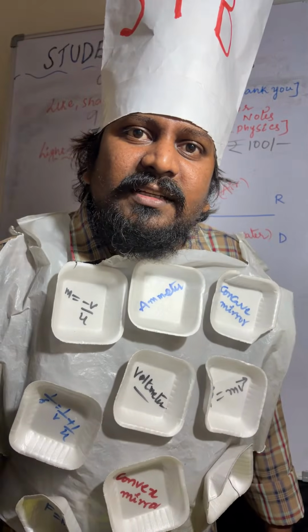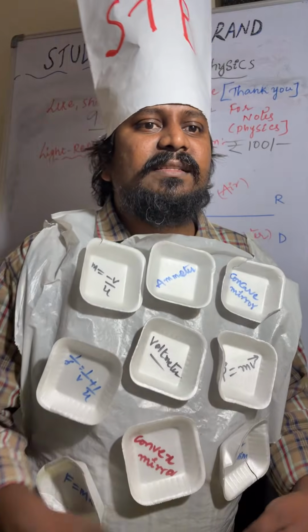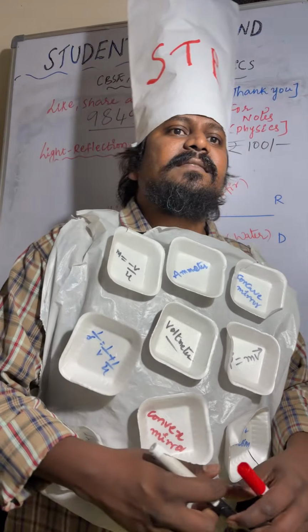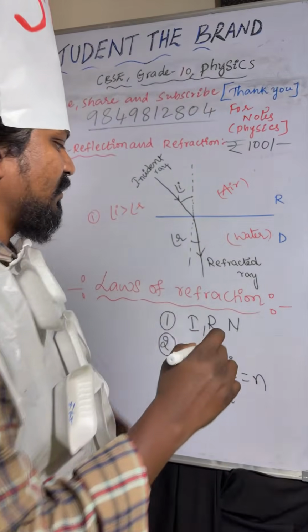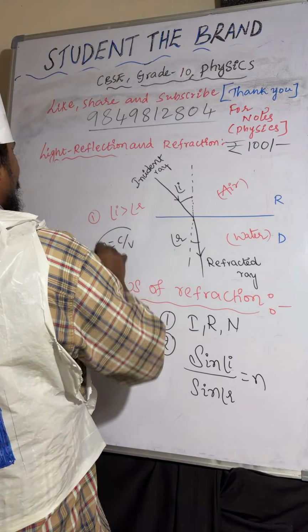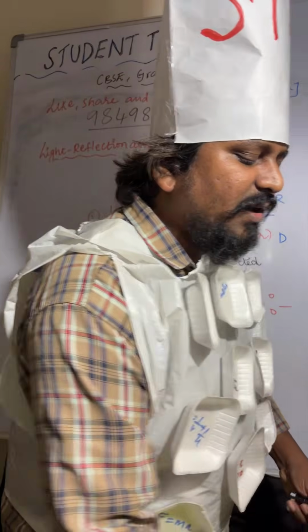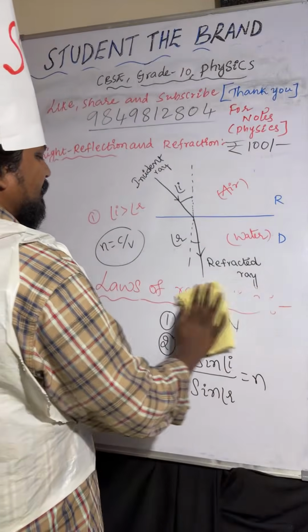Absolute refractive index is nothing but n equal to c by v. So coming to relative refractive index. Sir, what is relative refractive index?